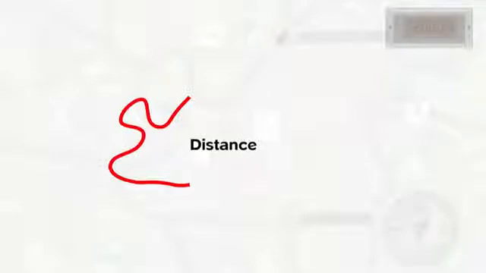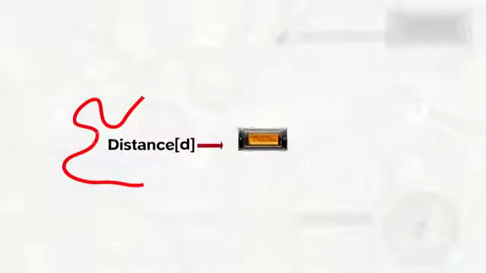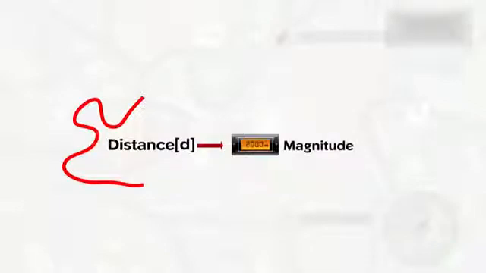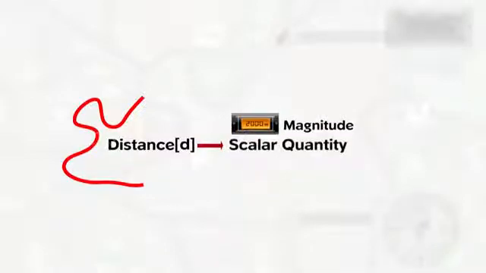The length of the path covered is called the distance d travelled. Here the moving body has only magnitude, no direction, and hence distance is a scalar quantity.